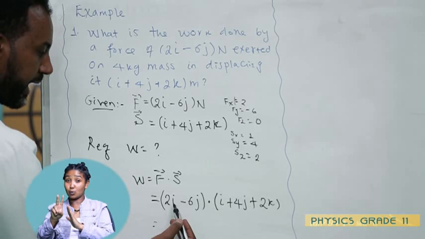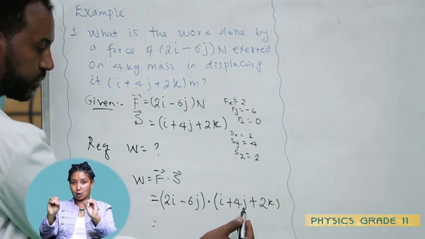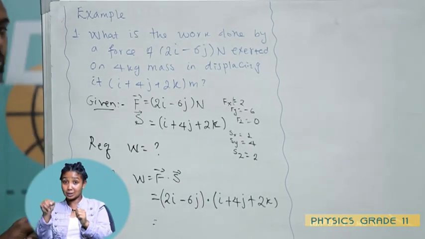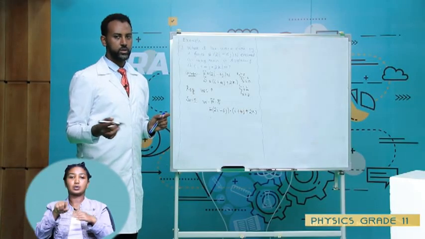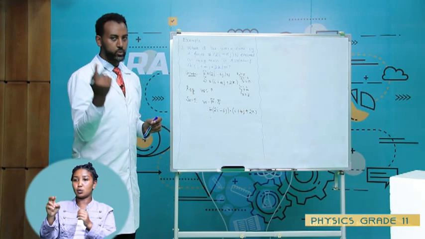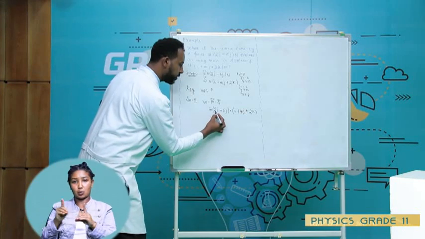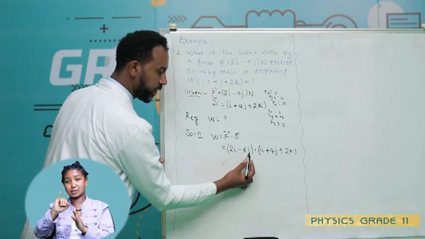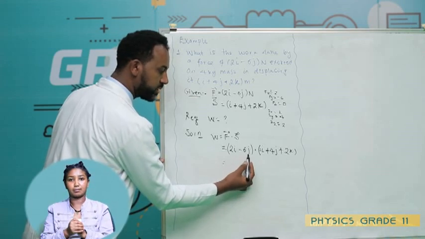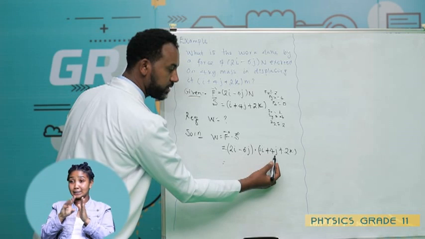Students, if you multiply i with j in Unit 2, vector dot product, the result becomes 0. i dotted with j is 0. i dotted with k is 0. Therefore, i dotted with i is 1. Therefore, it's possible to multiply only 2 with 1. Here we do have minus 6j. You should multiply minus 6j only by 4j.